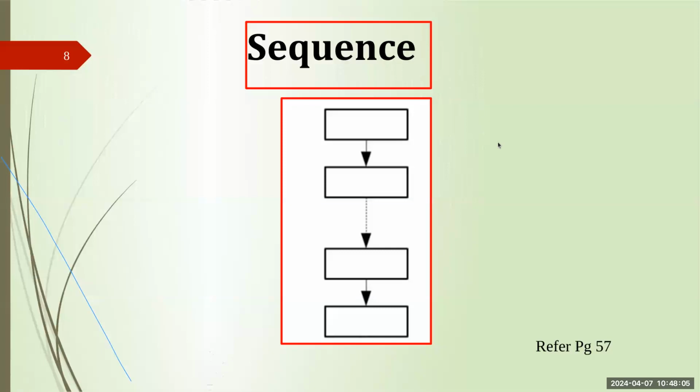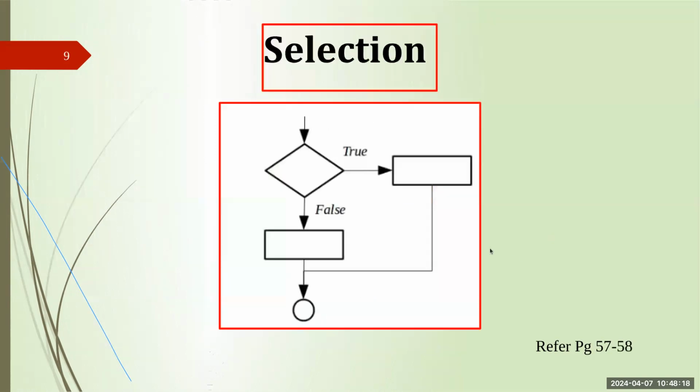In a program, we can write in several steps. This is a sequence: step 1, step 2, step 3, like that. This is selection. Selection means checking whether a condition holds, like whether A is greater than B. If it is true, go to this side, or if it is false, go to this side. These are all the things we can test in a C program.